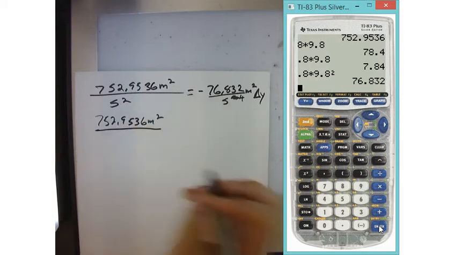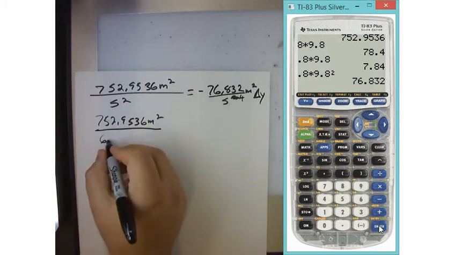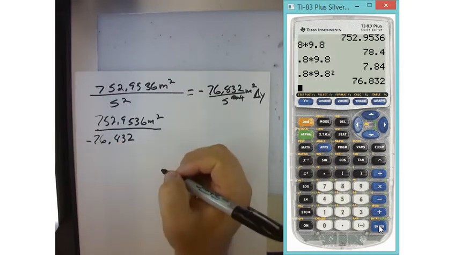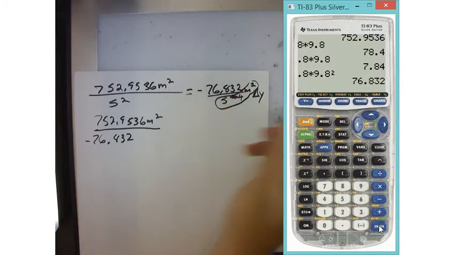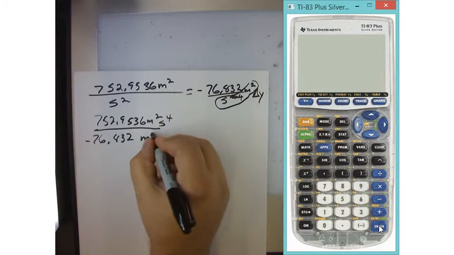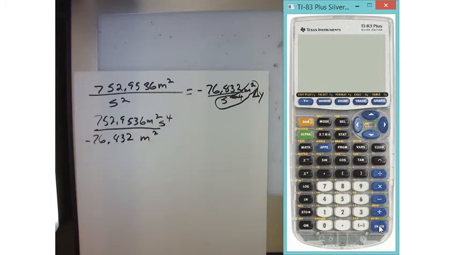All over negative 76.832. Now this gets flip-flopped, right? So this would be seconds to the fourth over meters squared. But that's not a delta y. See the problem that I have? The problem that I have is that my units aren't matching up.